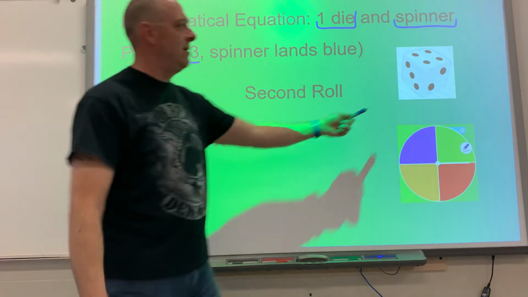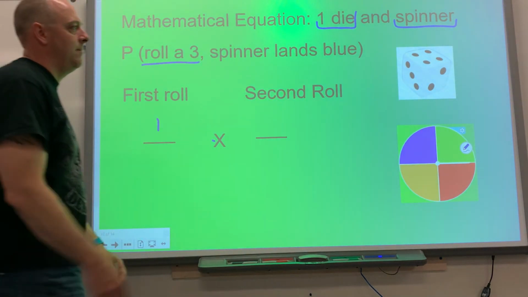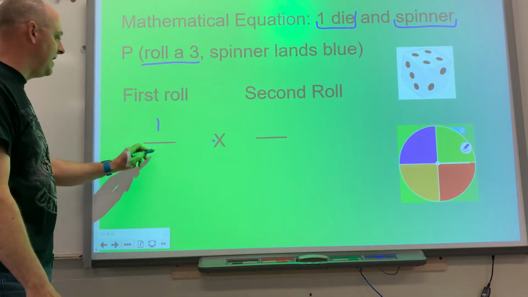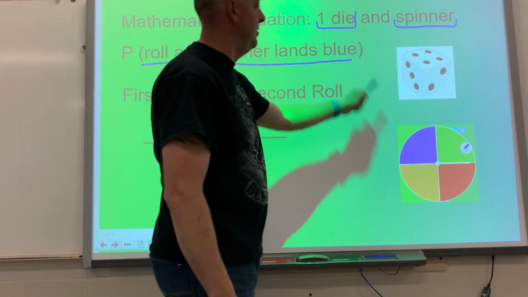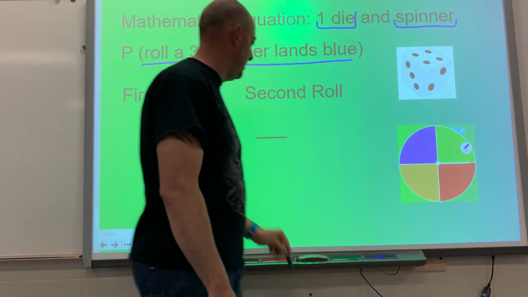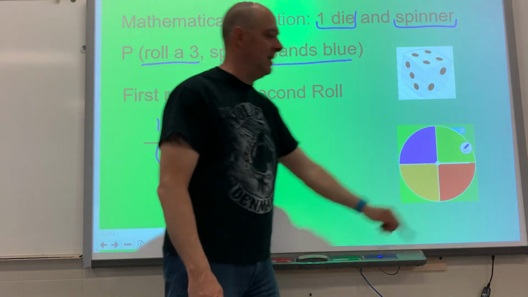How many 3s are there on this die? Assuming it's a normal 6-sided die, there's only 1. And how many sides are there total, or ways that it could go down? 6. On the second roll, we want the spinner to land on blue. So how many blues are there on this spinner? Well, there's only 1. And how many ways could it go down if you spin this? How many things could it land on?